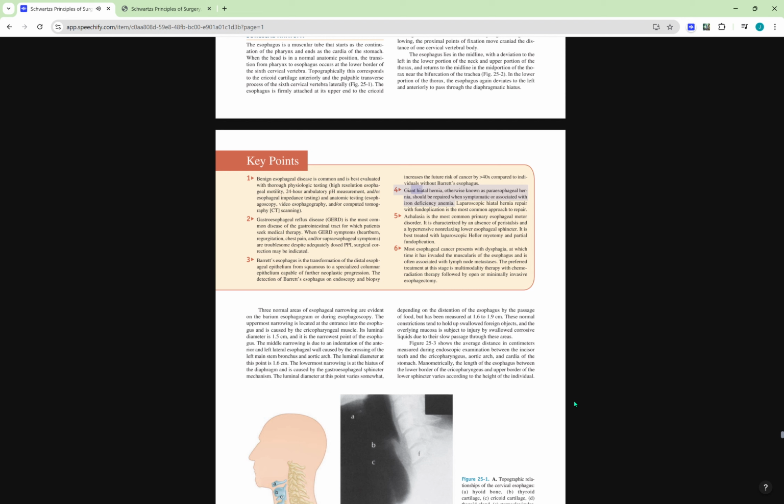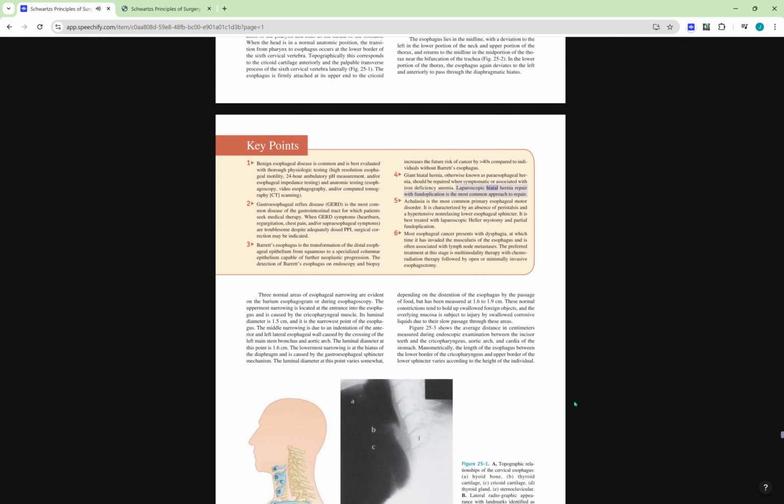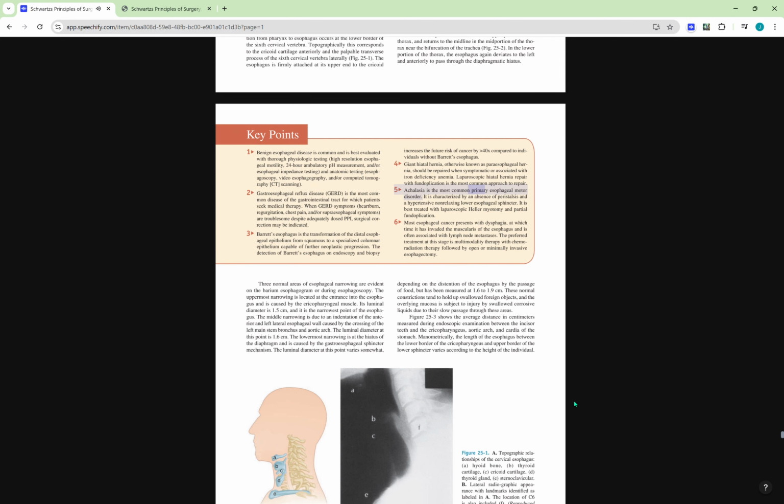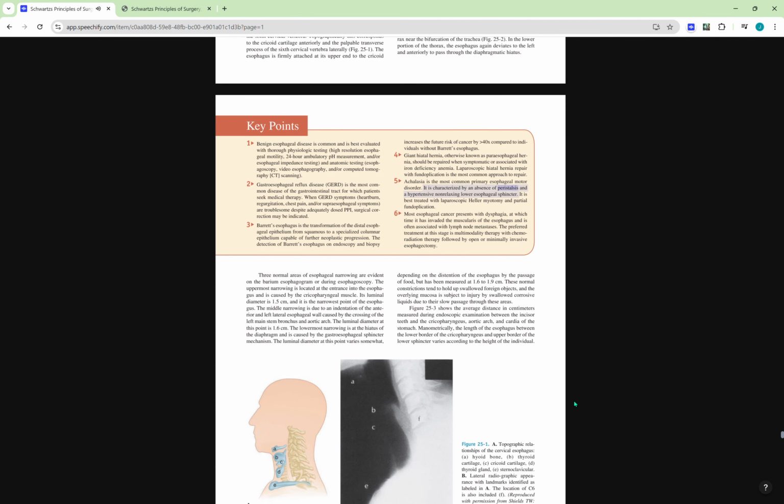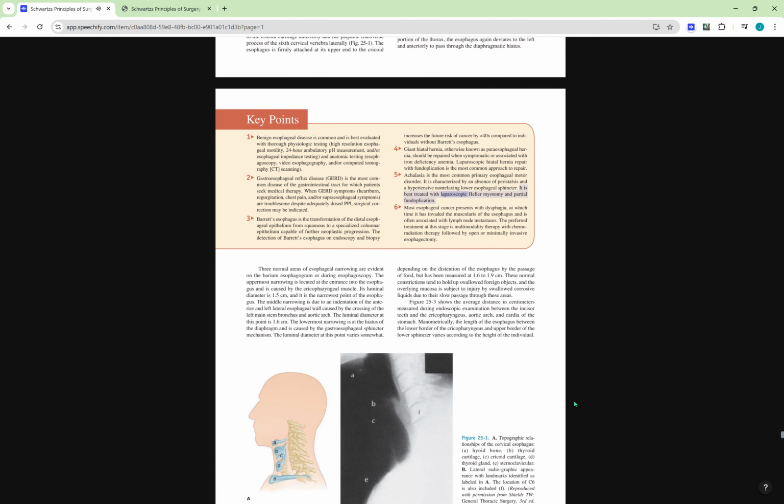Three: giant hiatal hernia, otherwise known as periesophageal hernia, should be repaired when symptomatic or associated with iron deficiency anemia. Laparoscopic hiatal hernia repair with fundoplication is the most common approach to repair. Four: achalasia is the most common primary esophageal motor disorder. It is characterized by an absence of peristalsis and a hypertensive, non-relaxing lower esophageal sphincter. It is best treated with laparoscopic Heller myotomy and partial fundoplication.